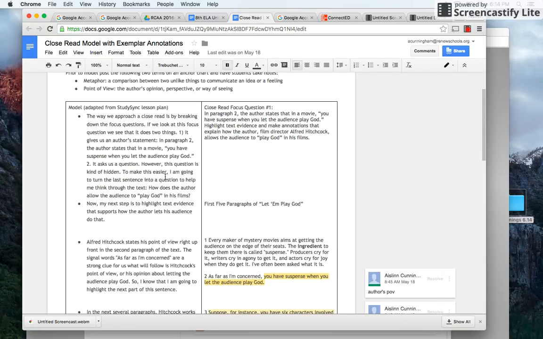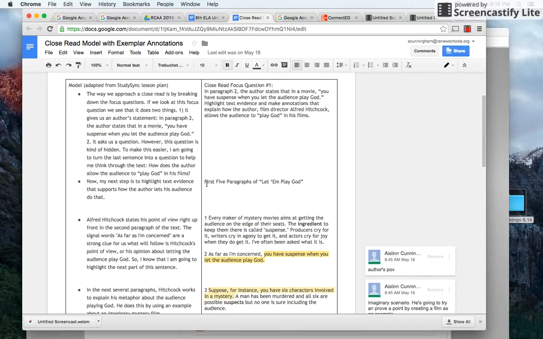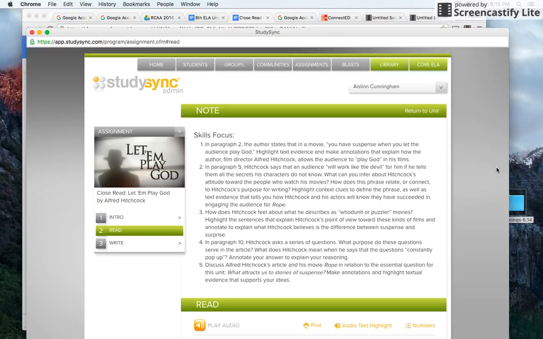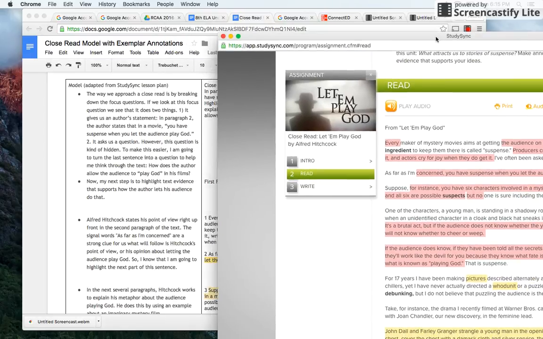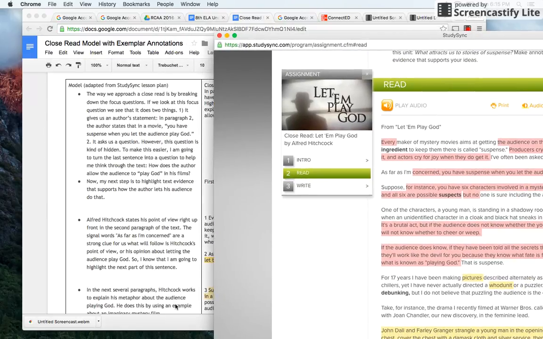All right, so remember, this is adapted from the StudySync plan. On the left, you're going to see the model. So this is what I would say out loud with students, and the text is on the right. And you can see it's just the first 5 paragraphs. So as I am showing students this screen, I am saying these things right here.